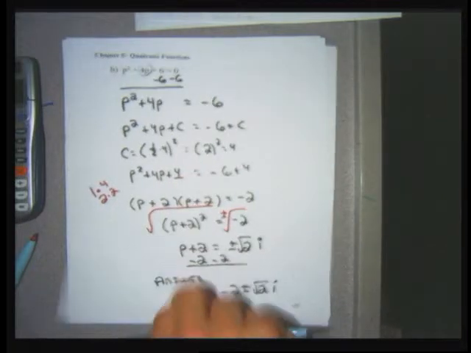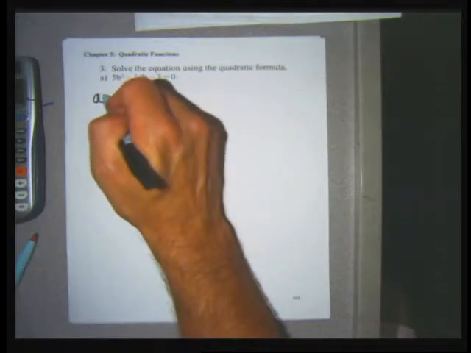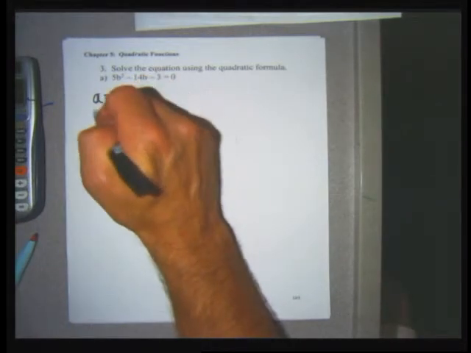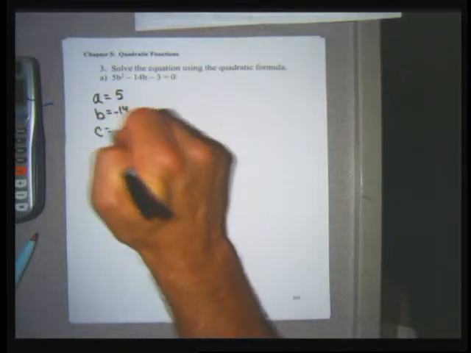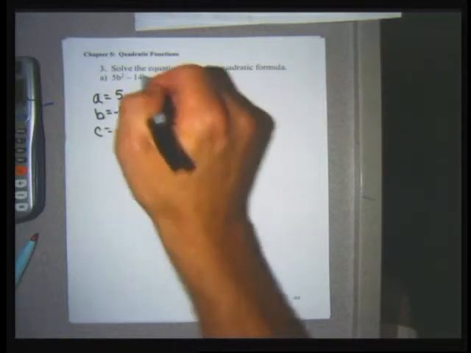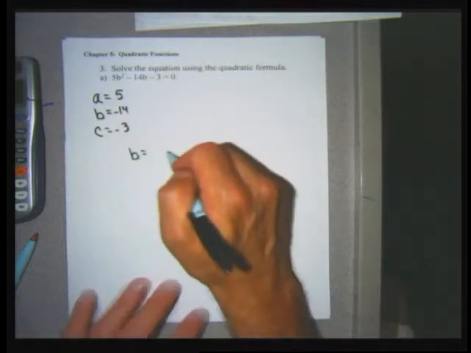The next two problems are quadratic formula. You can definitely use your calculator to do the quadratic formula. I'll do this by hand. For me, the a is going to be 5. The b is going to be negative 14. The c is going to be negative 3. And it's a dumb letter to use, b, but I'm going to write b equals and make my fraction.